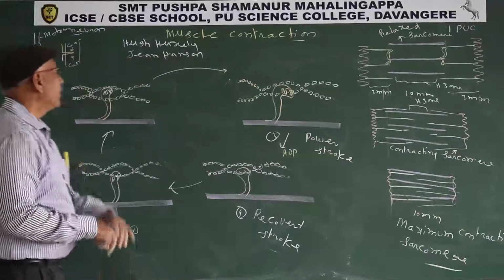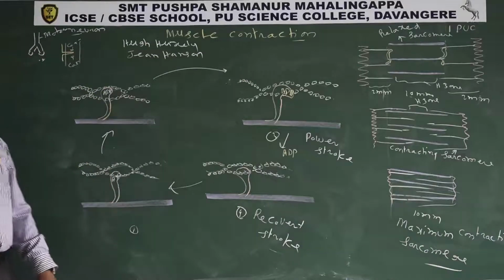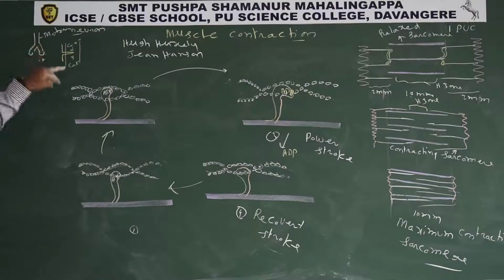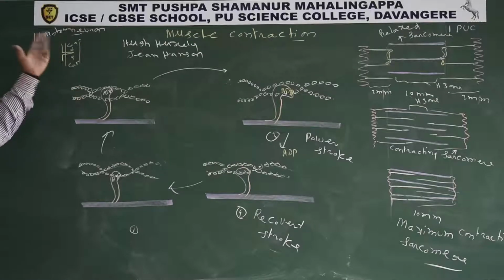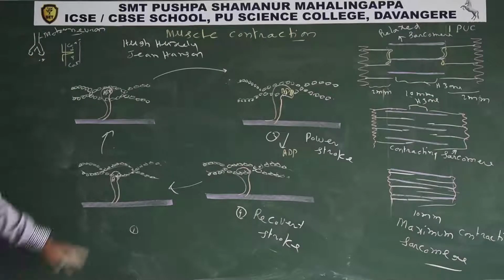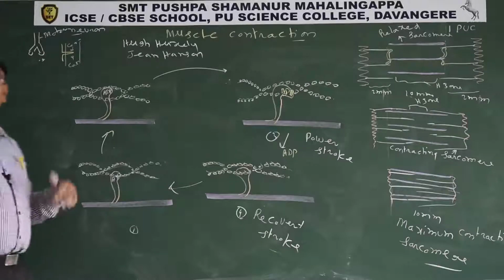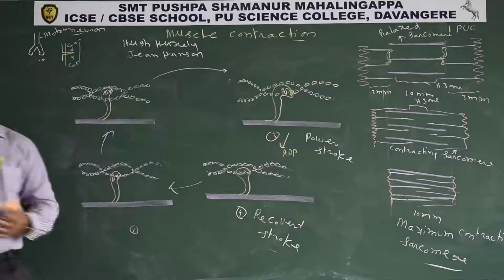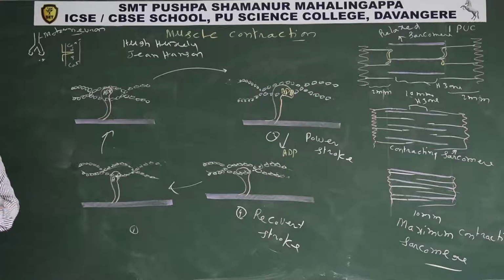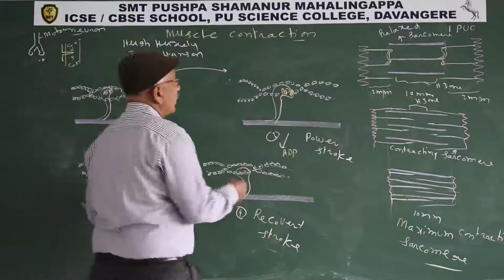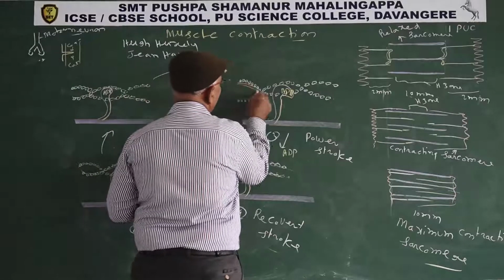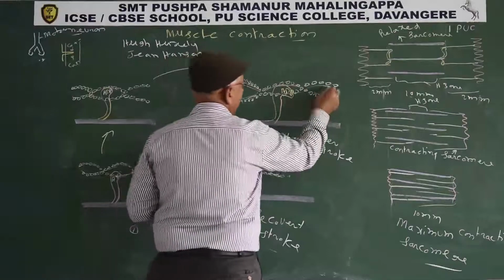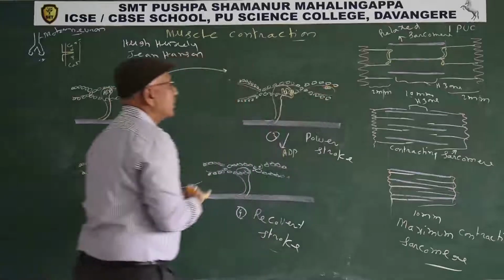After some time, the central nervous system stops sending the message. At that time, the cisternae, instead of releasing calcium ions, absorb the calcium ions. In the absence of calcium ions, the troponin tropomyosin complex covers the active sites. Now what happened? Tropomyosin like this. The tropomyosin troponin complex covers the active site.